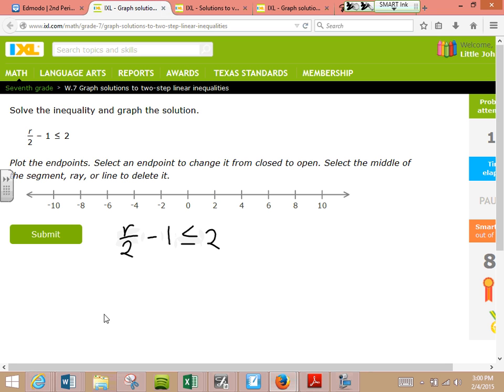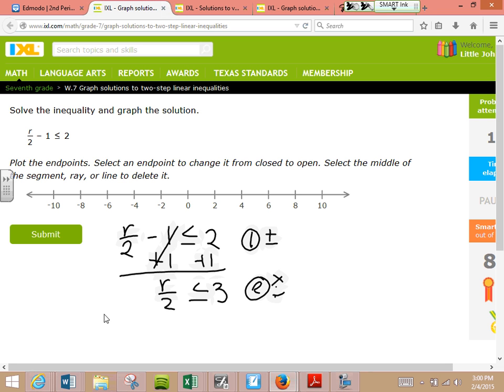So the first step again is to add or subtract. So you're going to add 1. R over 2 is less than or equal to 3. In the second step, you multiply or divide. And right here, you multiply because you're dividing, right? You end up with R is less than or equal to 6. And that is your answer.